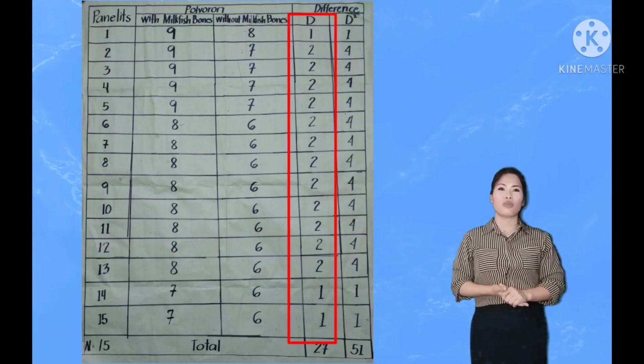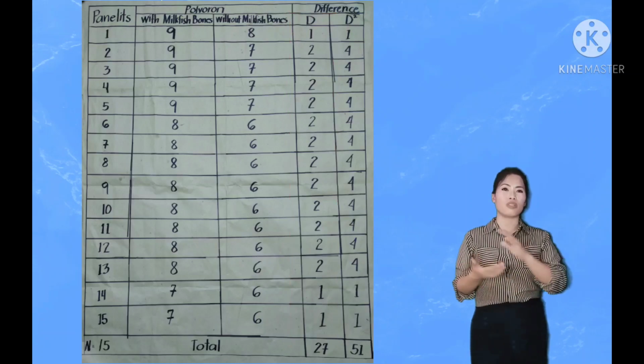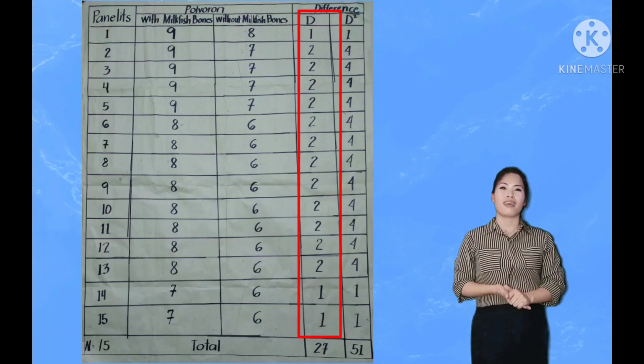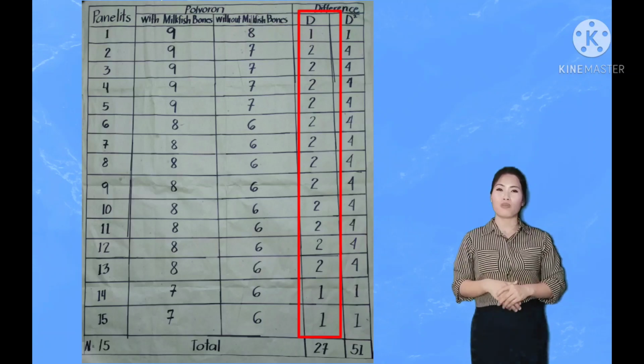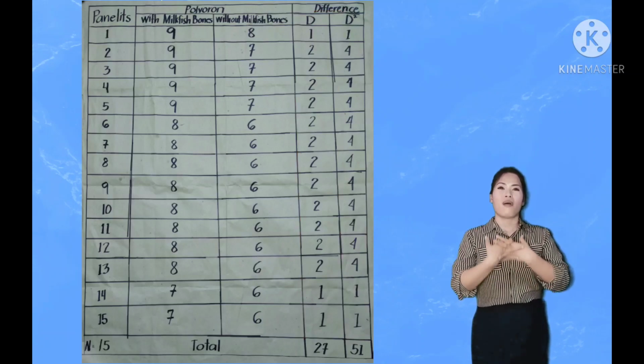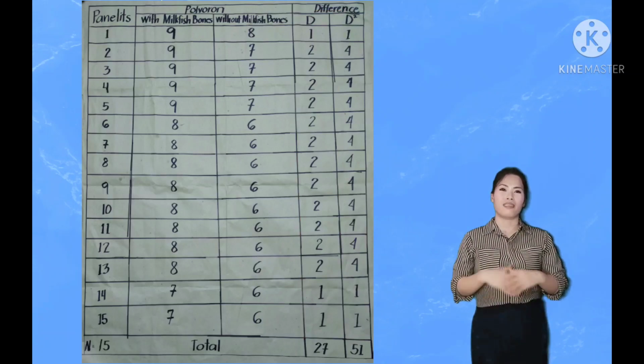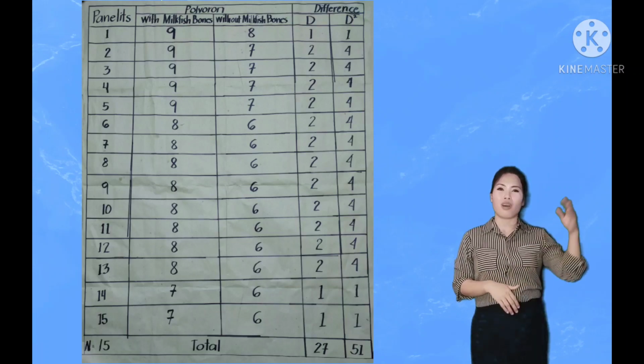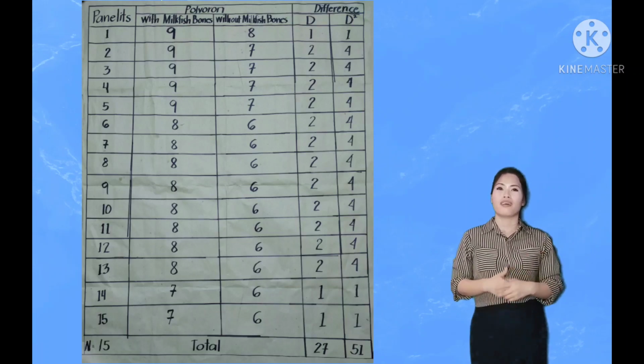So what are we going to do next? According to the steps, we need to get the sum of the D column so that we can have our summation of D. So now let's add all of this together. The D column, let's add all together.